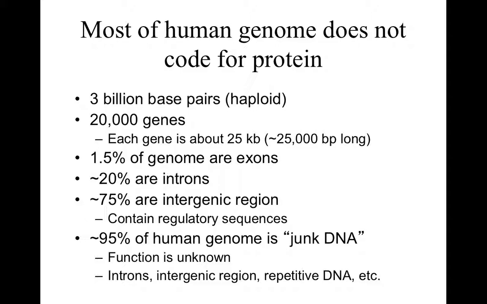Some of these intergenic regions contain transcriptional regulatory sequences for the regulation of gene expression, but most is of unknown function. Indeed, the 95% of the DNA representing intergenic regions, introns, repetitive DNA, and so forth are sometimes termed junk DNA because their function is not known.